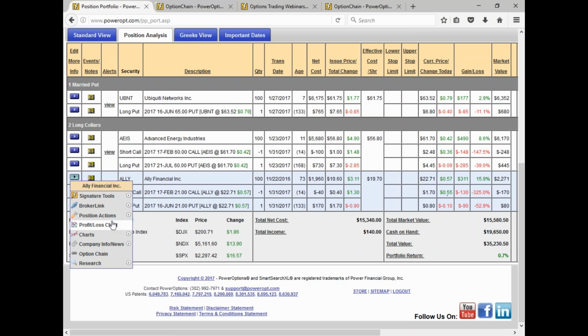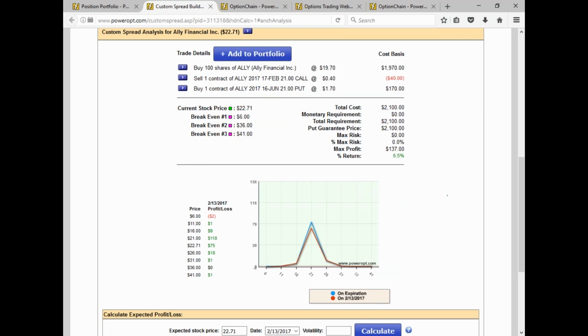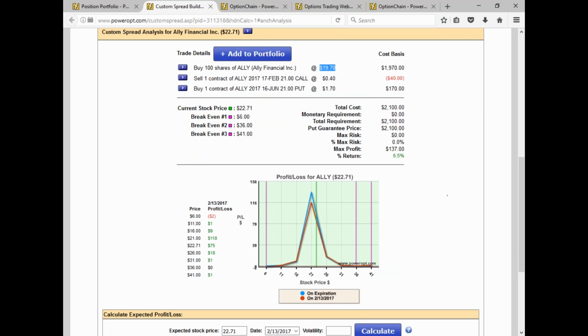The married put on ALLY, Ally Financial, got in originally at 19.70. I had purchased the 20 strike put and had a risk of about 5-6%. I sold a call when the stock was trading right around the same price, 19.80, at the 20 strike, and that was in December, and it expired worthless.